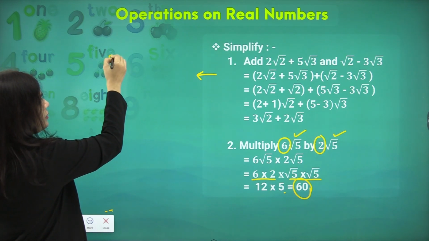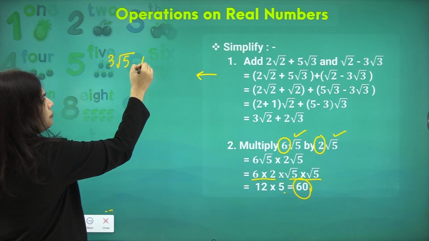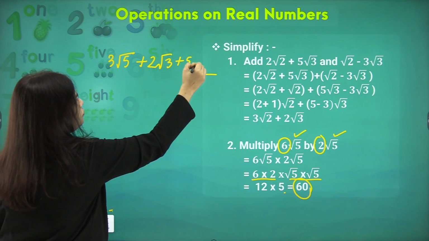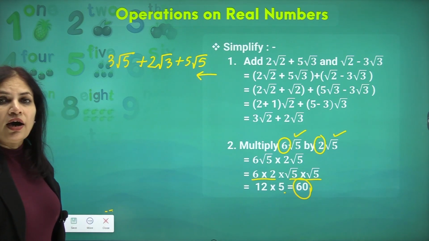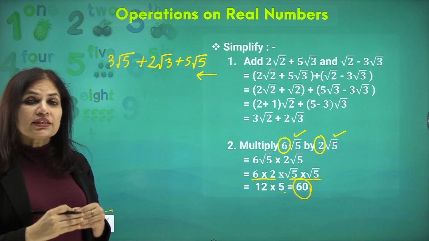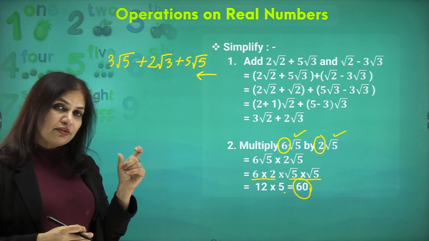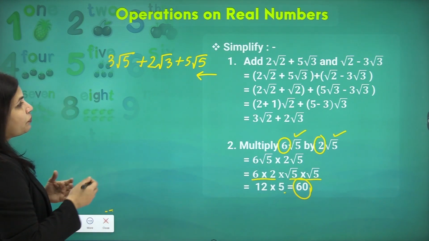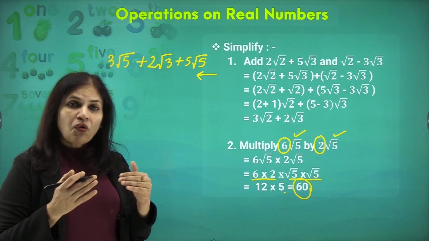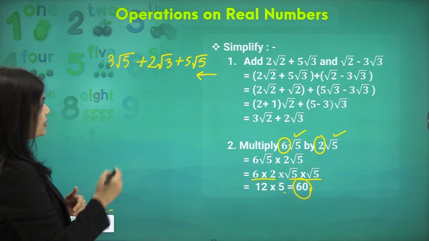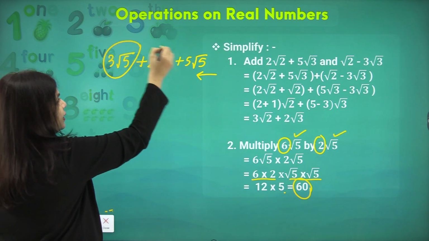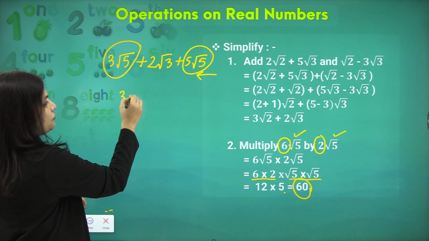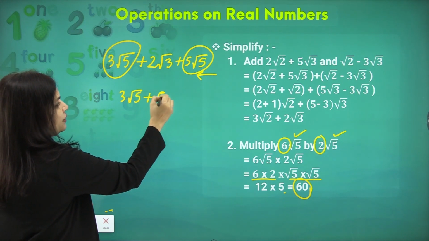Suppose I have to add 3 root 5 plus 2 root 3 plus 5 root 5. Again I am repeating, consider these irrational numbers as one term and the rational numbers as another term. So, first I'll collect all the irrational numbers of the same type. So, I'll collect 3 root 5 and 5 root 5 and add them together. So, 3 root 5 plus 5 root 5.